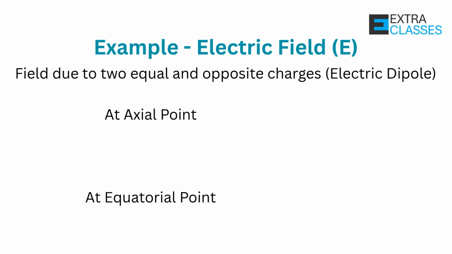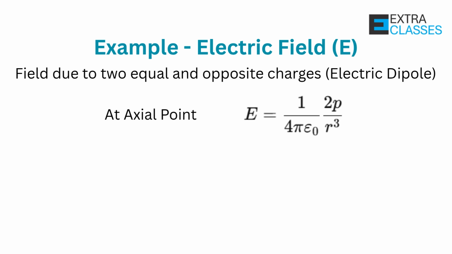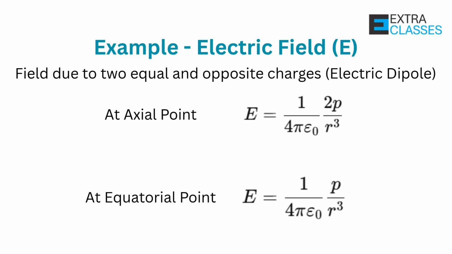Here's an example. Field due to two equal and opposite charges, that is electric dipole. At an axial point it is represented with 2p. And, at an equatorial point it is represented with single p. The direction is along the axis, that is, from positive to negative charge.